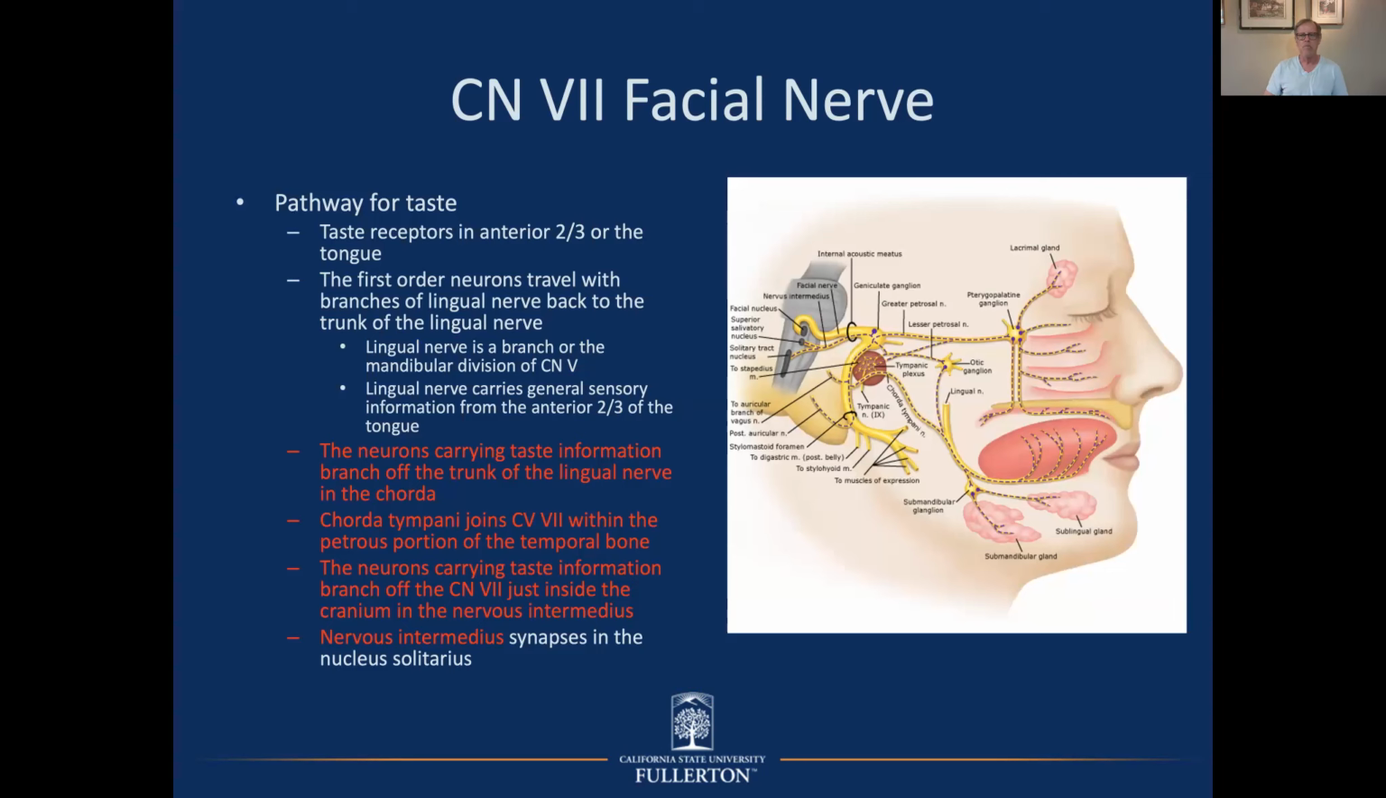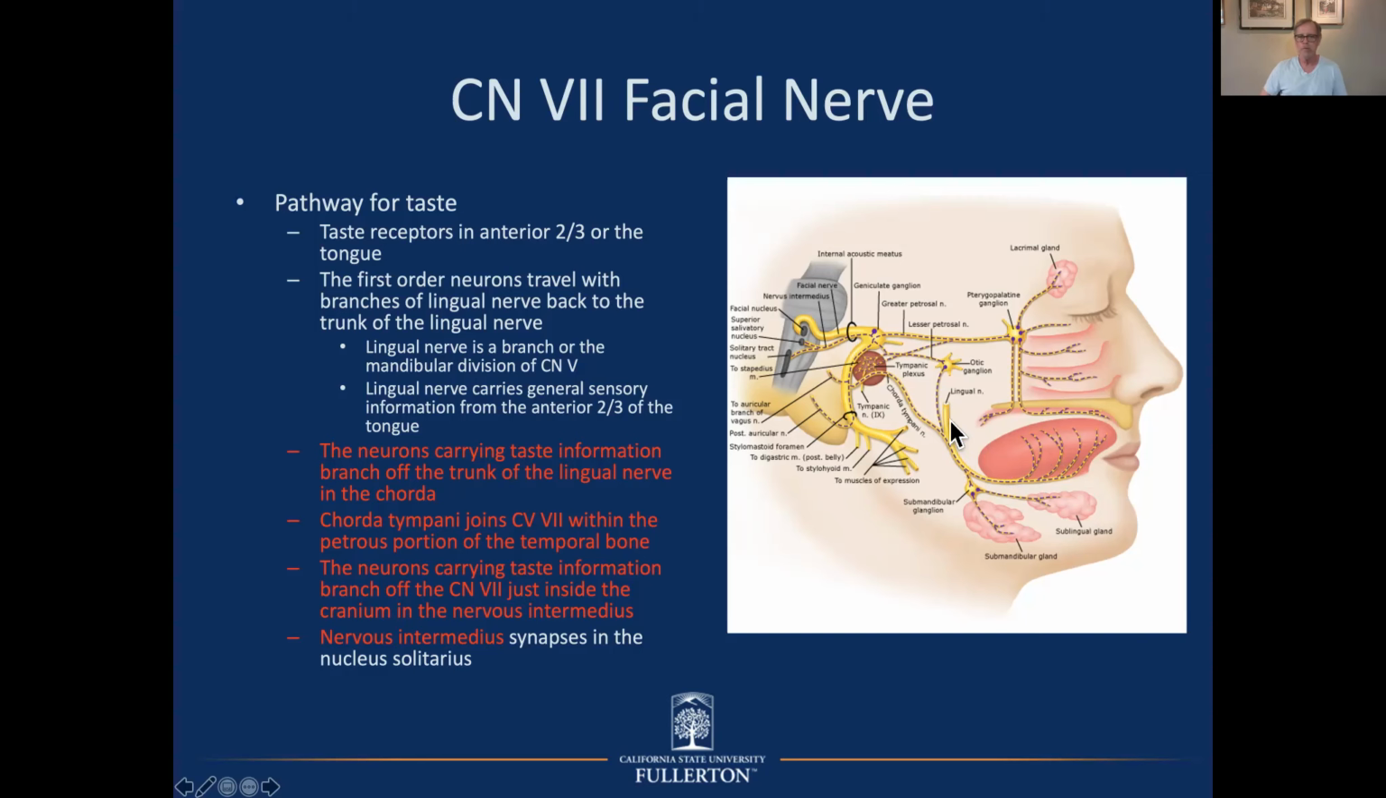Okay. Now, let's cover taste. Remember, taste is going to be subserved by the facial nerve for the anterior 2/3 of the tongue. So the taste receptors are distributed over the anterior 2/3 of the tongue, and the first order neurons will travel back toward the brain. They have to get to the brainstem, of course, ultimately to the nucleus solitarius. But they're going to travel back with branches of the lingual nerve to the trunk of the lingual nerve. Now here's the trunk of the lingual nerve. So these are branches. They're just traveling with the lingual nerve.